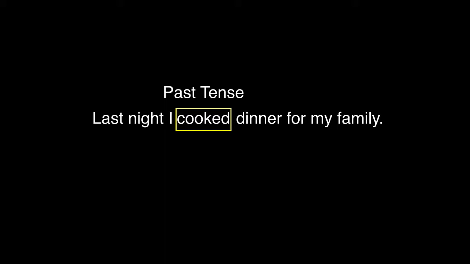Now, there are some verbs that you can't just add ed to. We call these irregular verbs. So, for example, in this sentence, if I'm going to use the verb send, I can't just add ed to send and make it sended. I have to say sent. So that's another example of the past tense.